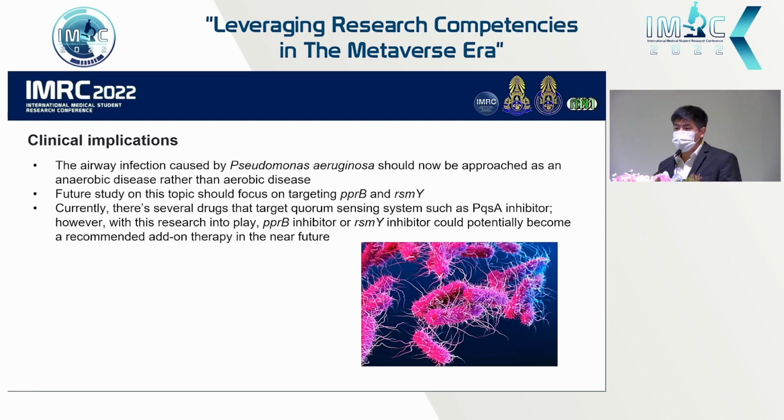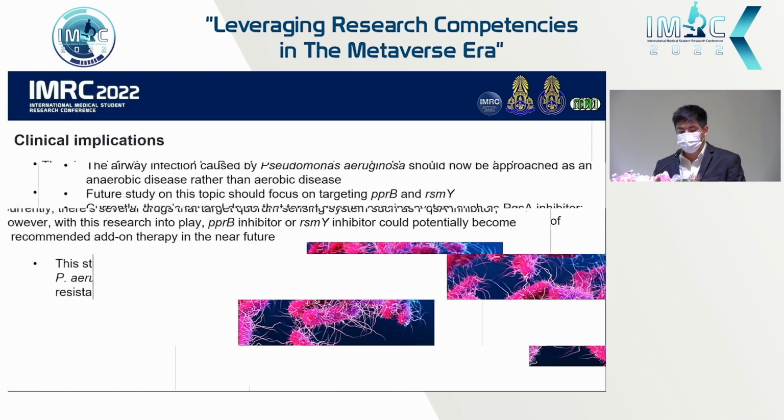That's because the PQS inhibitor from this study has been shown to be already very, very low during the absence of oxygen. So with this research in play, a PPRB inhibitor or an RSMY inhibitor could potentially become a recommended add-on therapy in the near future.